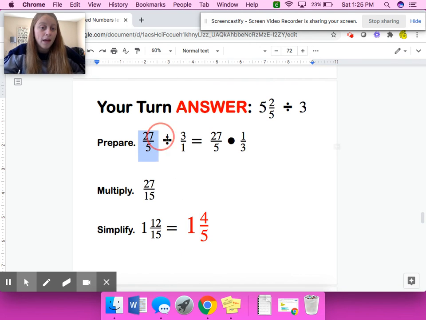Did you prepare by changing mixed to impropers? Did you continue to prepare by multiplying by the reciprocal? Did you multiply correctly? And did you simplify all the way down?